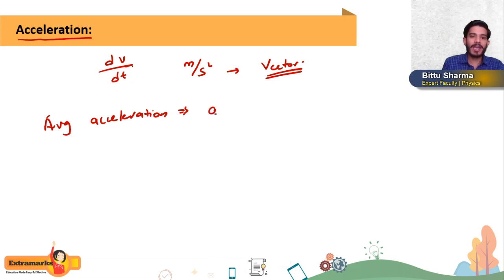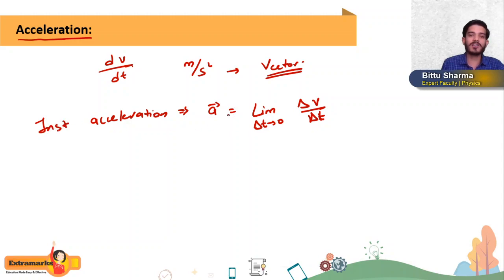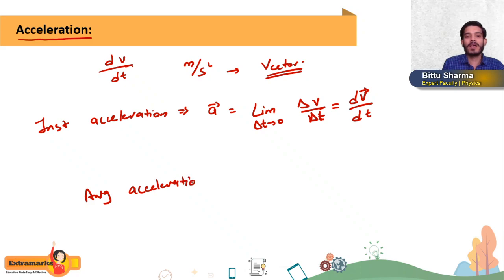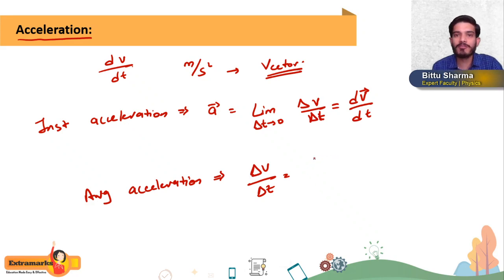Instantaneous acceleration: A is equal to the limit as delta t tends to 0 of delta V by delta t, or directly you can write it as dV by dt. Getting or not? So this is instantaneous acceleration. And what is average acceleration, students? Average acceleration will be delta V by delta t, which means the total change in velocity with respect to time.